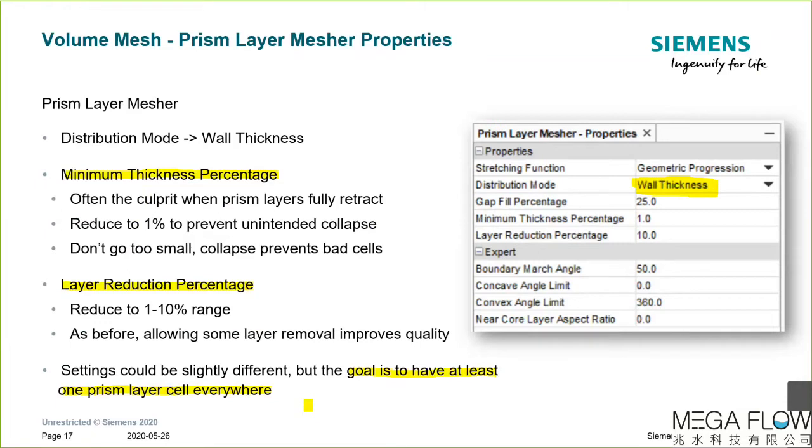So that's the goal. So for example, changing the minimum thickness to only 1, so that means 1% of the global prism layer's thickness is the minimum thickness. You're really, let's say, achieving a prism layer cell even in the smallest gaps. So that's the goal at the end of the day.